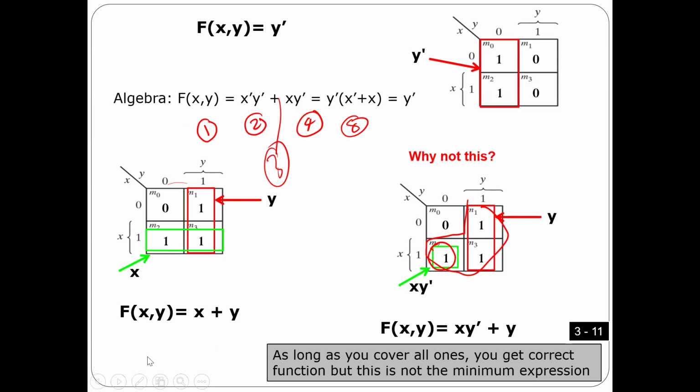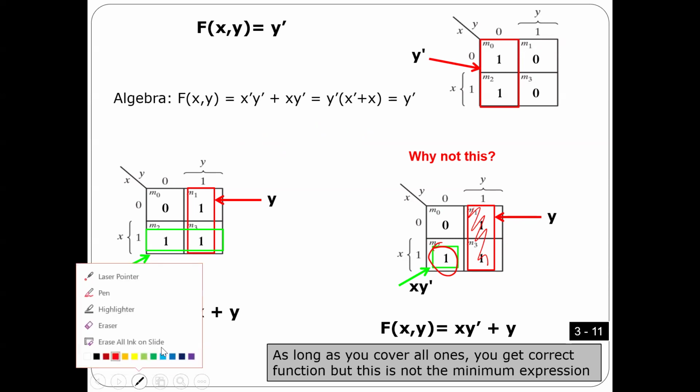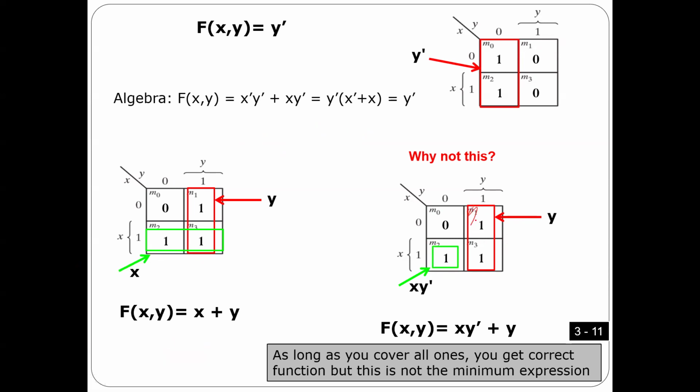So one option I have is to take these two together as one group, and then take this one alone as one group. Make sense? If I take this one as a group, it becomes y. If I take this one alone, it is in the area of x and in the area of y prime, so x y prime. Now I can make this function this way.